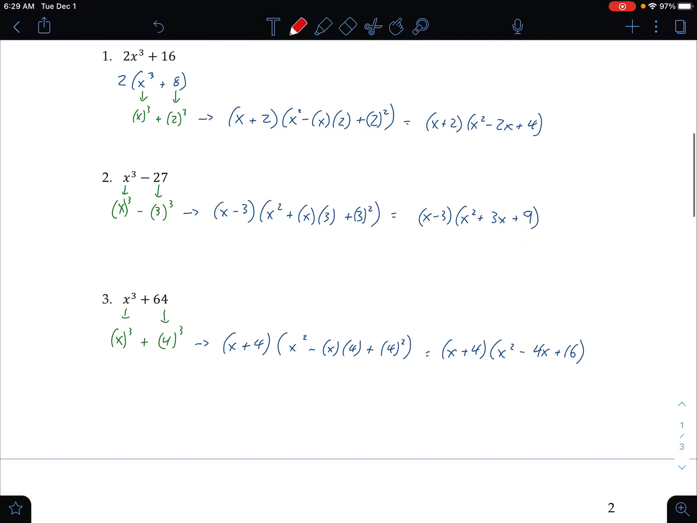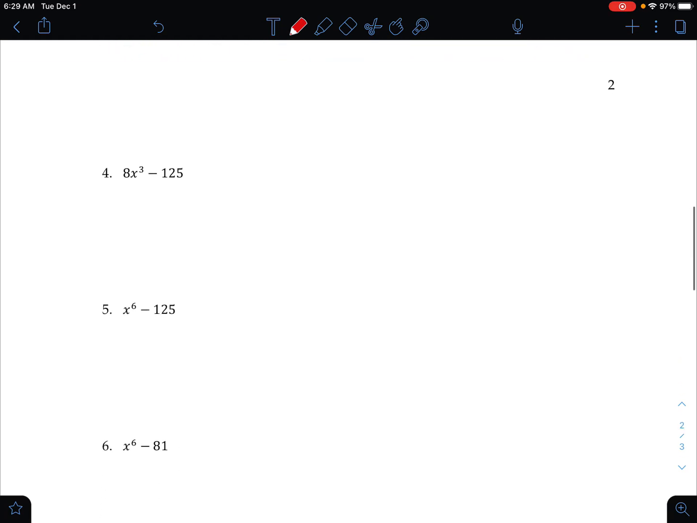Okay, this next page, a couple little harder ones. Let's look through these, and then you have some problems to work on. First, 8x to the third minus 125. So there's a lot here, but can we take out a GCF? No, we cannot. 8 and 125 do not have any numbers in common. So can't take out a GCF.